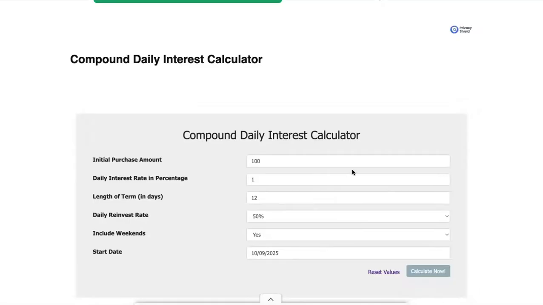Hi guys, happy Thursday. All right, so a lot of people have been struggling with their trading, and I'm going to break this down in the simplest way for you guys to understand how to secure profit, when to secure profit, and why you need to secure profit.